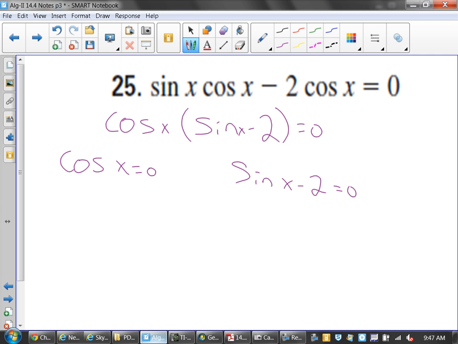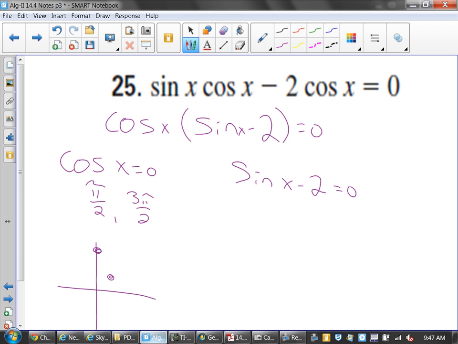So now, when I have cosine equal to 0, where does cosine equal 0? If x equals 0... So where does x equal 0? Well, you were buying it. You were going for it for a second there. Think about your unit circle. At pi over 2 and 3 pi over 2. Okay? So I know that cosine is going to equal 0 at pi over 2 or 3 pi over 2.